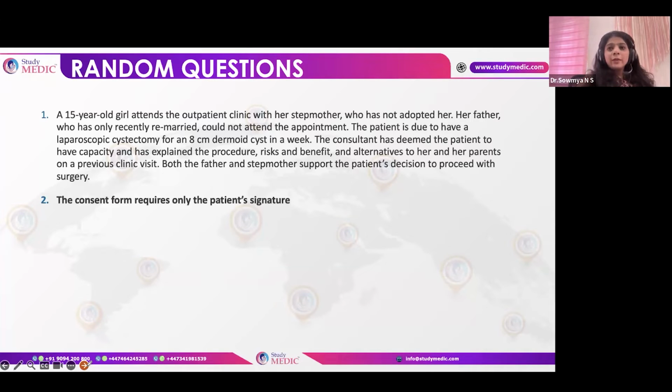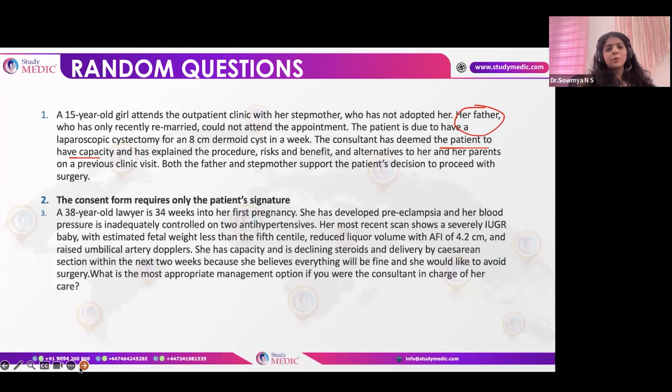Okay. So here the thing is, if the patient has capacity, because the consultant has deemed that the patient has the capacity, in that case, you just need to take the patient's signature. If the patient doesn't have the capacity, then the father is the one who will be giving the consent, because the biological parent is the one who will be giving, not the stepmother. Okay. Generally, between 13 to 16, if the patient has got the capacity to accept a procedure, then you will go with them.